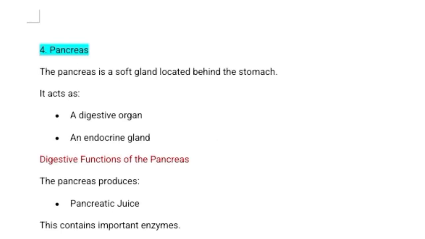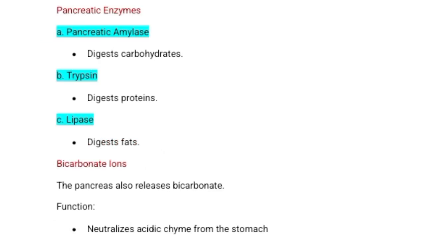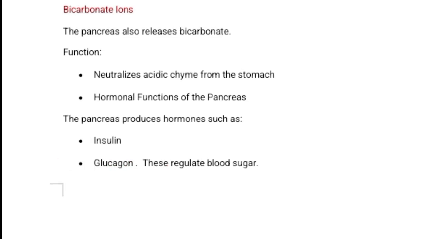4. Pancreas. The pancreas is a soft gland located behind the stomach. It acts as a digestive organ and an endocrine gland. Digestive functions of the pancreas. The pancreas produces pancreatic juice. This contains important enzymes. Pancreatic enzymes. A. Pancreatic amylase, digests carbohydrates. B. Trypsin, digests proteins. C. Lipase, digests fats.